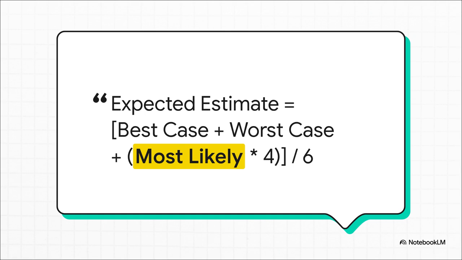But here's the magic trick. You multiply that most likely number by 4. What that does is it heavily weights the final estimate toward realism, while still giving a nod to both wild success and catastrophic failure. It gives you a balanced and, frankly, a much more defendable number.